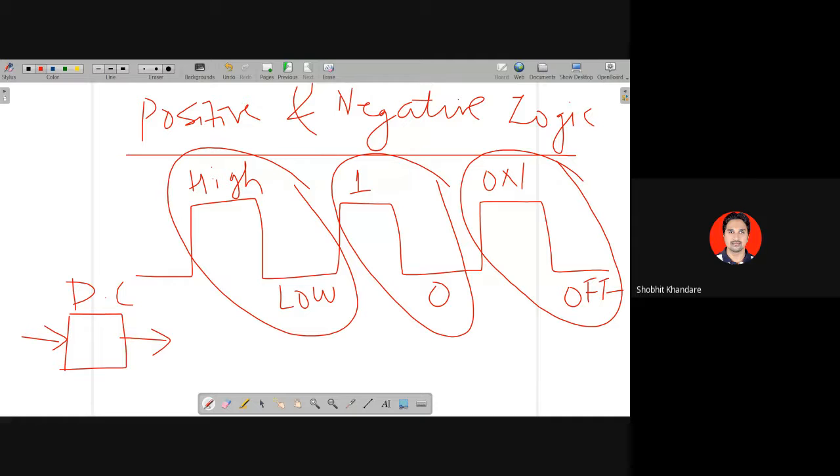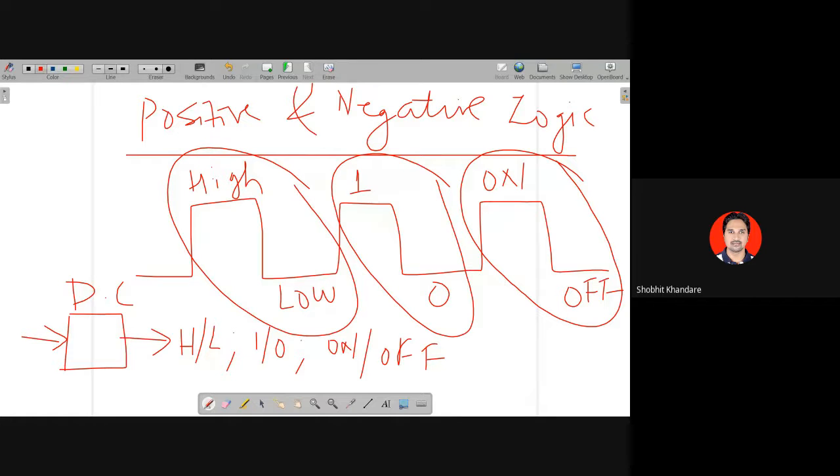तो मेरा जो आउटपुट रहेगा वो क्या रहेगा, it will be either high or low, and it will be one or zero, and it will be on or off. ये तो मेरा आउटपुट में आ रहा है ना. तो आपको जैसा बोलना है वैसा बोल सकते हो, हाई लो बोल सकते हो, वन जीरो बोल सकते हो, या फिर ऑन ऑफ बोल सकते हो.